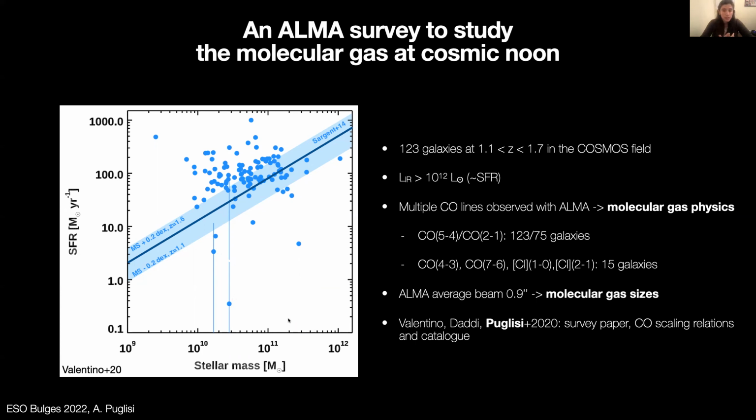The strategy of this study has been to observe with ALMA multiple carbon monoxide and neutral carbon lines in a large sample. And this allows us to sample different phases of the molecular gas and study its physics in detail and with large statistics. Also, we conducted ALMA observations with moderate resolution, and this has allowed us to measure molecular gas sizes in a large sample. So in the rest of the talk, I will focus on those molecular gas size measurements in connection with other properties of the sample, and I will discuss the implications of our results for the formation of bulges.